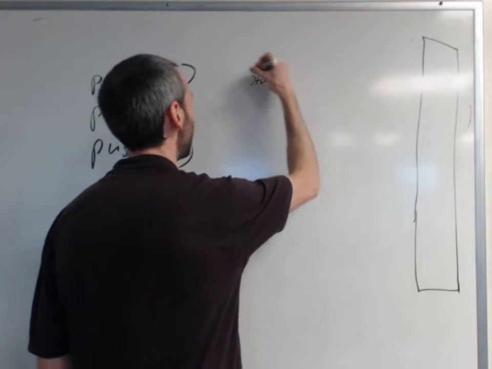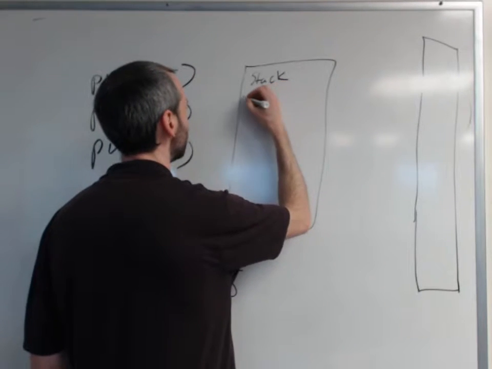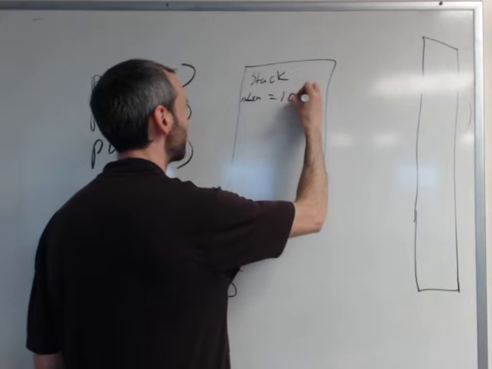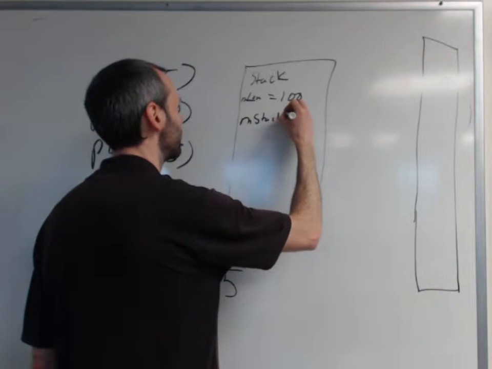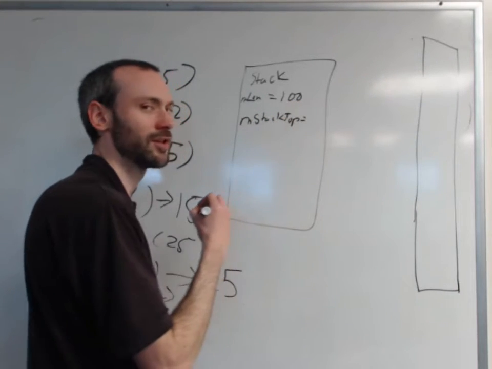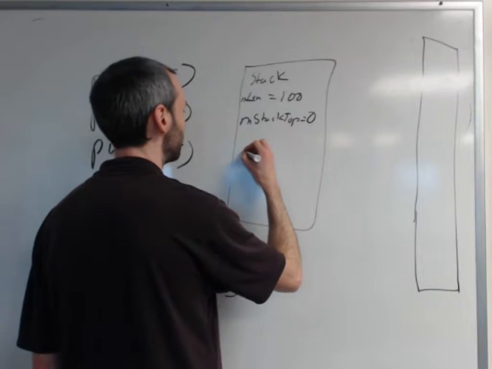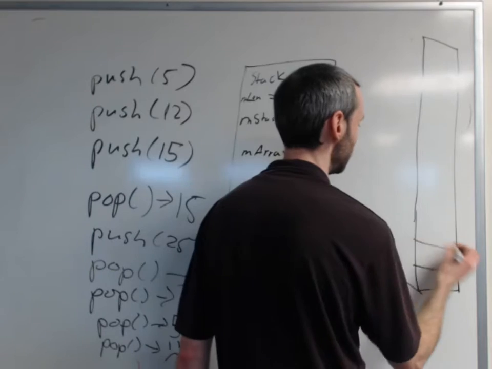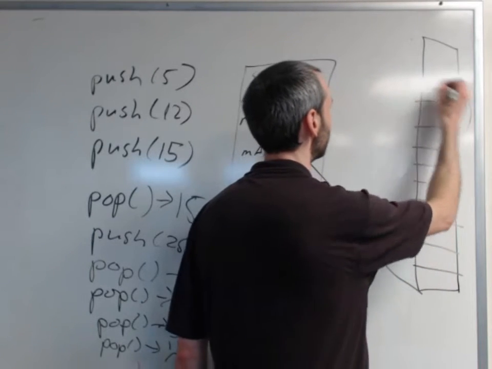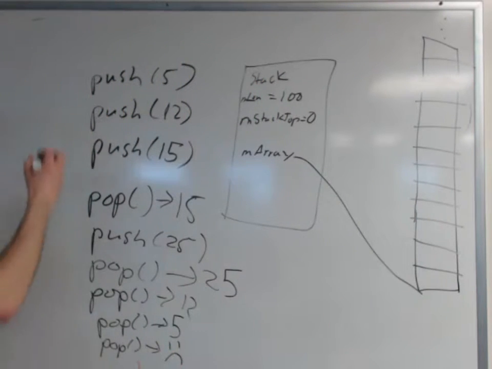So here's our stack object. And we have the max size 100, and stack top. What does it equal when we start? 0. And then the array goes to here. And let's divide some elements out. So right here, we're pushing 5. What happens? 5 goes in the bottom.